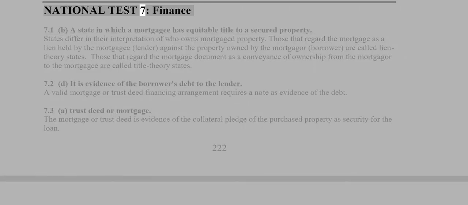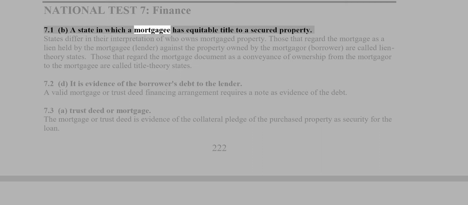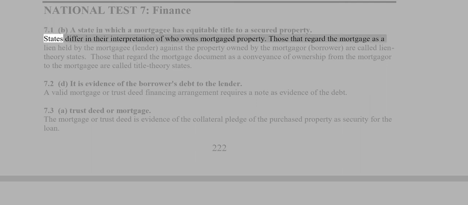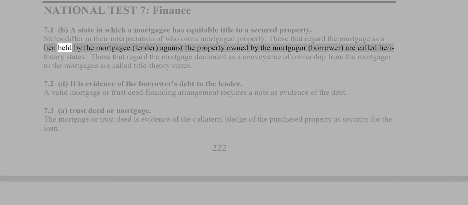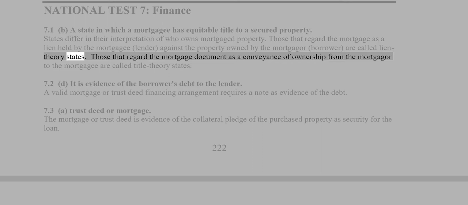National Test 7, Finance 7.1, b. A state in which a mortgagee has equitable title to a secured property. States differ in their interpretation of who owns mortgaged property. Those that regard the mortgage as a lien held by the mortgagee, lender, against the property owned by the mortgager, borrower, are called lien theory states. Those that regard the mortgage document as a conveyance of ownership from the mortgager to the mortgagee are called title theory states.